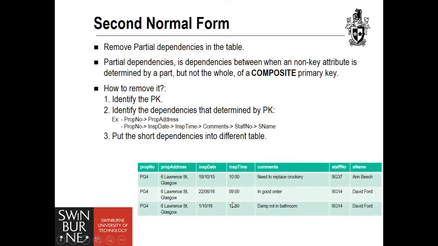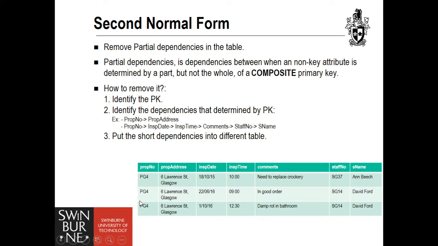And second normal form. Second normal form is all about removing partial dependency in the table. Okay, what is partial dependency? Basically, it's a dependency where a non-key attribute is determined by a part, not the whole, of a composite primary key. Okay, how to remove it? We focus on how to remove it. The first thing we need to do is identify the primary key. Where is the primary key? Here we can identify prop number as the primary key.